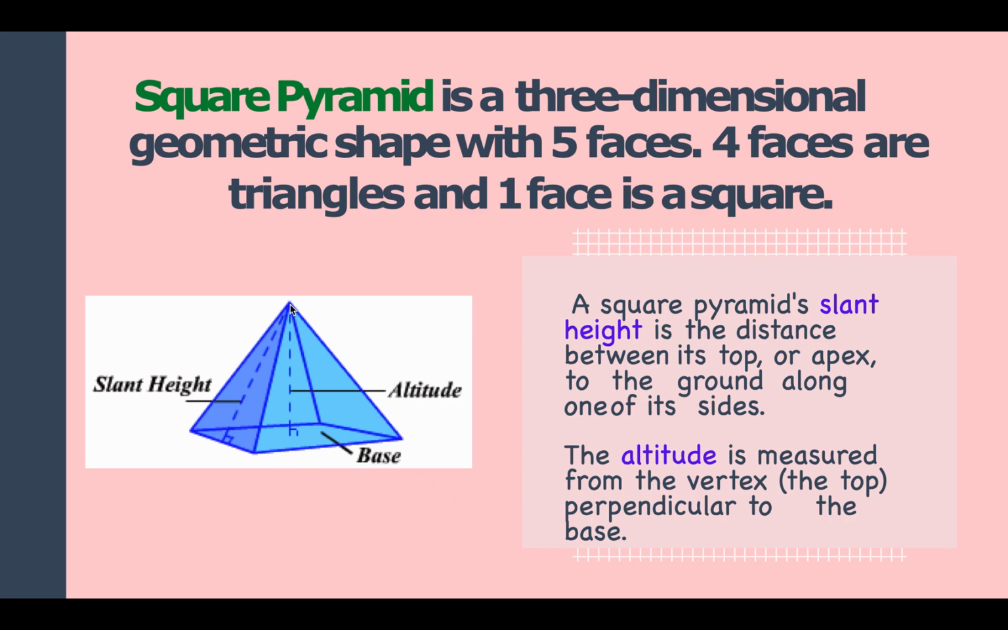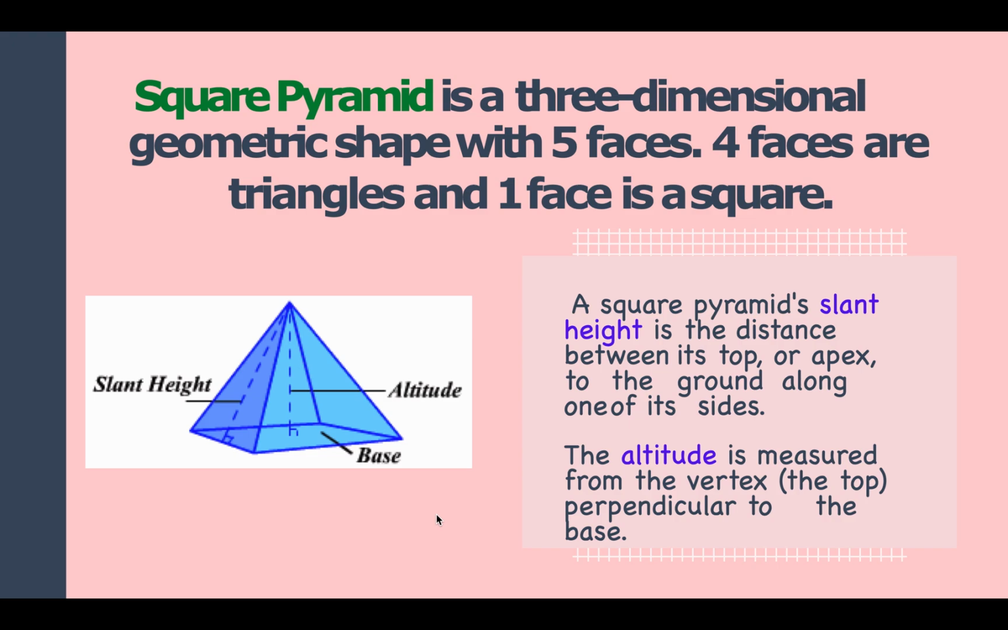So here is your top or the apex. The distance between this apex and the ground along one of its sides is what we call the slant height. And when we say the altitude, it is the measure from the vertex to the base, perpendicular to the base. But here, we'll just be using the base and the slant height to find the surface area.